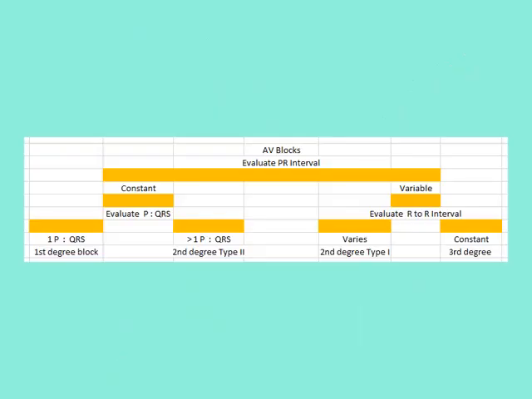Most people have a difficult time with AV blocks, but if you just use this algorithm approach, it'll make things easier. You look at the rhythm, you do your 5-step rhythm recognition process, and you say, I know it's a block, but I don't know what kind it is. Evaluate your PR interval. If your PR interval is constant, then we're going to look for your P's to QRS's. If the PR interval is constant and you have 1 P for each QRS, you have a first degree block.